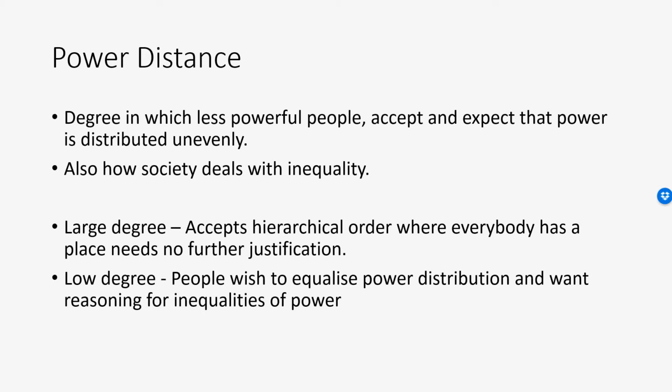This dimension determines the degree of acceptance that members of society with less power have of unequally distributed power. Some societies handle inequalities differently than others and have less tolerance for it. Societies with a large degree of power distance tend to assume that everybody has a place in society that needs no justification. By contrast, in countries with a low power distance index, people try to distribute power more equally and they demand justifications for inequalities of power.